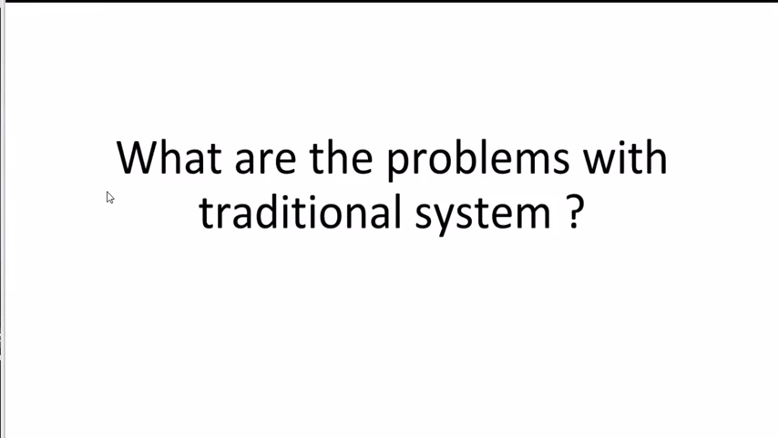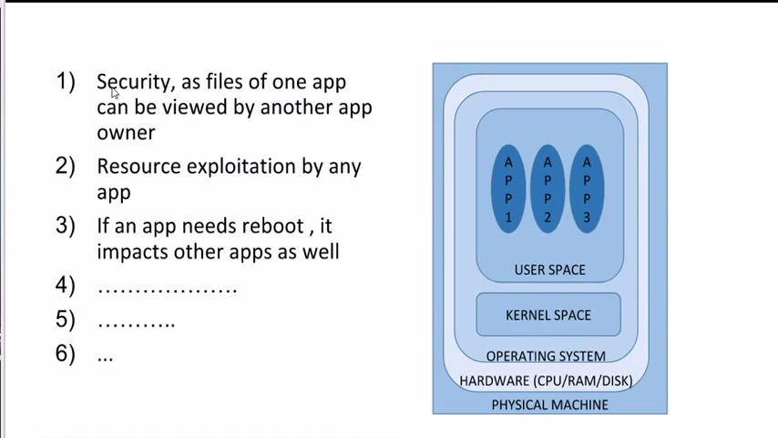Now, what are the problems with the traditional system? Security, as files of one app can be viewed by another app owner. Resource exploitation by any app. Let us say if this app is using more CPU and memory, this can result in a CPU and memory crunch for other apps. So that means this app can exploit the complete resources of this machine. And if an app needs a reboot, it impacts other apps as well.